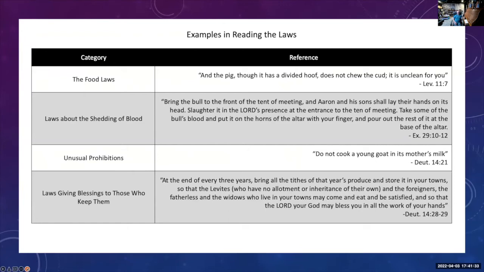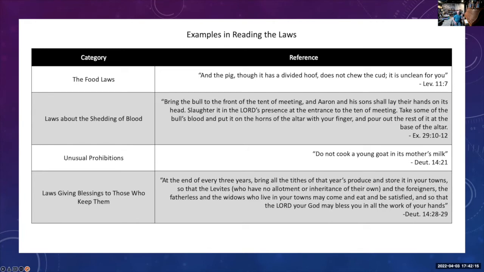All right, food laws, the laws of shedding of blood, unusual prohibitions, the laws giving blessings to those who keep them. These are some of the examples people bring up or that we have questions about. When we read them, we wonder what that even means. Like the food laws: the pig, though it has a divided hoof, does not chew the cud, it's unclean for you. Bring the bull to the front of the tent of meeting, and Aaron and his sons shall lay their hands on its head, slaughter it in the presence of the Lord at the entrance to the tent of meeting. Take some of the bull's blood and put it on the horns of the altar with your finger, and pour out the rest at the base of the altar. Unusual prohibitions: do not cook a young goat in its mother's milk.